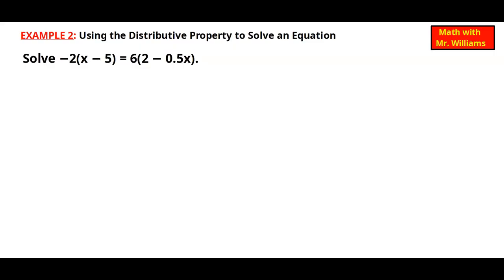Math with Mr. Williams, example 2. Using the distributive property to solve an equation. Solve negative 2, parentheses, x minus 5, in parentheses, equals 6, parentheses, 2 minus 5/10 x, in parentheses. All right, so let's go ahead and rewrite our equation.